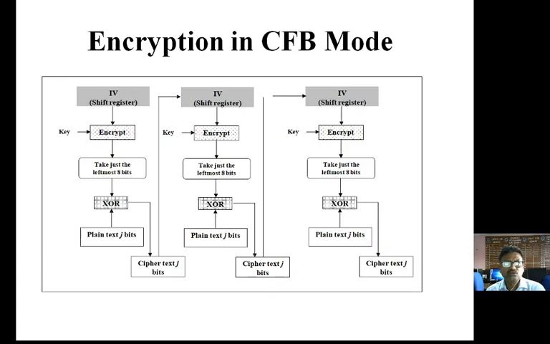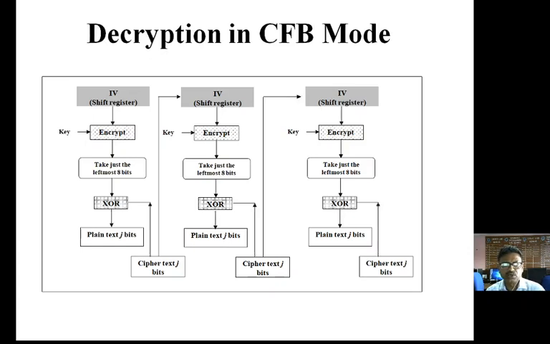Let us see the diagram of the decryption in the CFB mode. Now you see, the only change which has been made is that the ciphertext is the input and the plain text is the output. The rest of the things remain the same. Here you may be confused, wondering why it is the encryption process, even though we are doing decryption in CFB mode, we are still using the encrypt process.